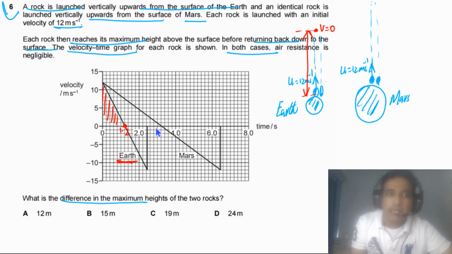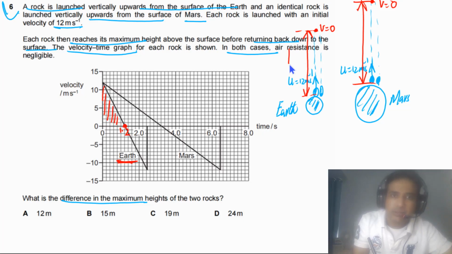And for Mars also this is true. When the rock reaches the maximum height, its velocity will be equal to 0. So this is the height. We can say this height is he, and this height is hm.